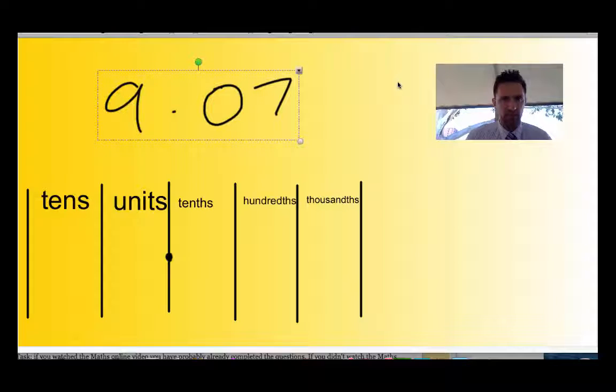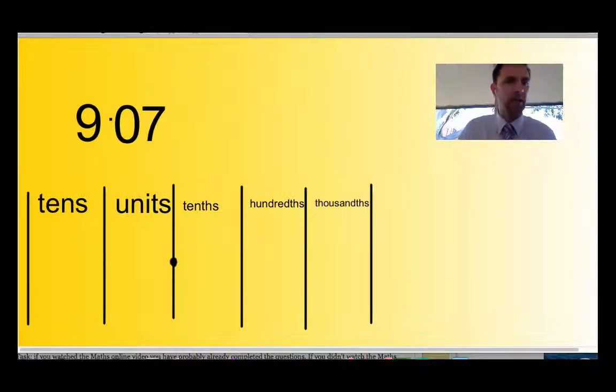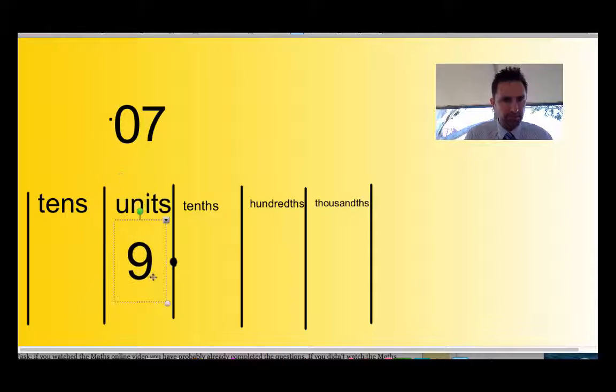Well, this means 9 apples. Here's 9.07, and I hope you understand this 9 here. That means 9 wholes, so that's 9 apples.